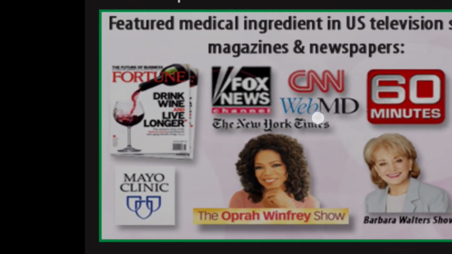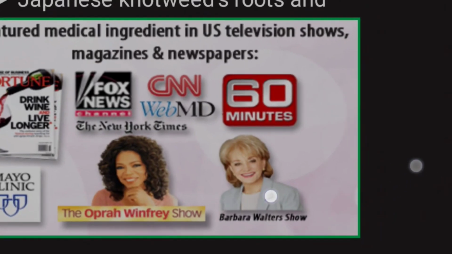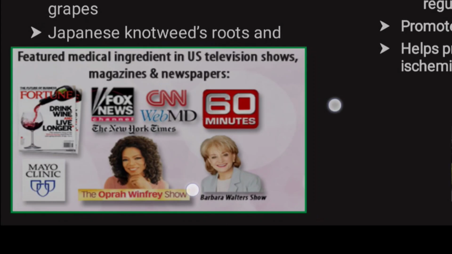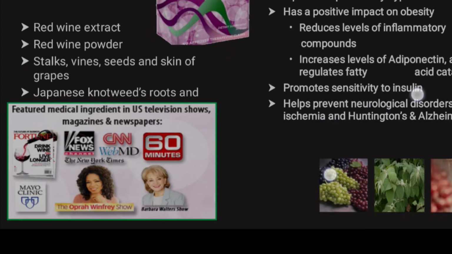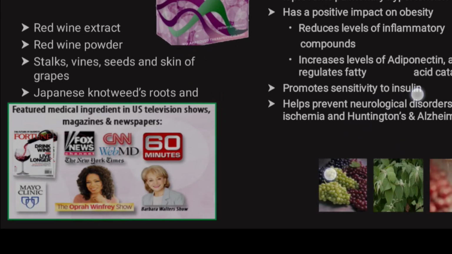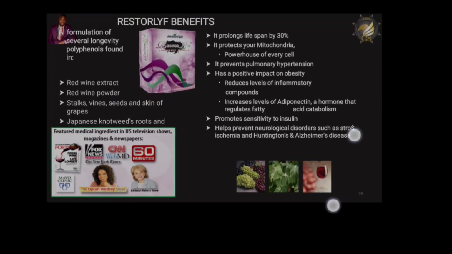Now, Resto Life has been featured in different places. It has been featured by Fortune magazine, by Fox News, and by CNN, the CNN web. It has also been featured by the New York Times, the Barbara Walters show, and Mayo Clinic. Mayo Clinic is basically one of the top medical facilities in the US. It has also been featured by the Oprah Winfrey show. So that is a little bit about the Resto Life.